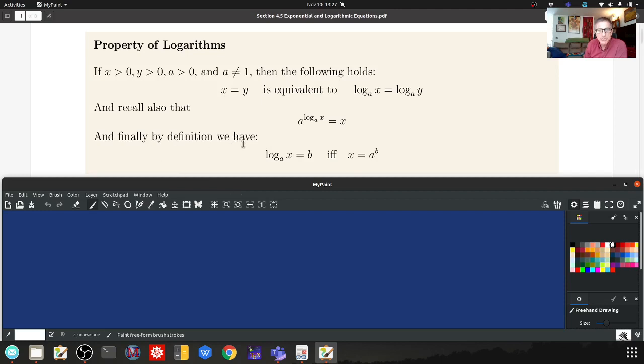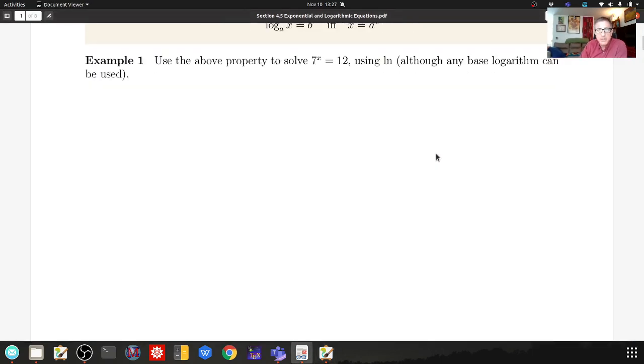And by definition, log to the base a of x equals b if and only if x is equal to a to the b. That's by definition. So by definition, log to the base a of x equals b literally implies that if I raise a to the exponent b, then I get x. That's literally by definition. So let's go ahead and use some of these properties to solve logs.